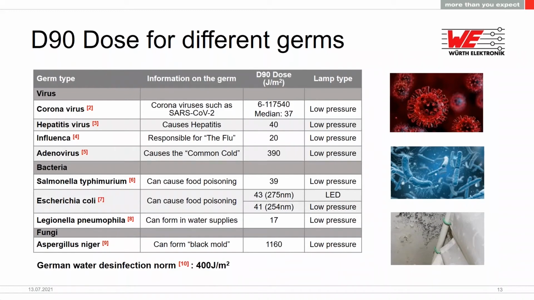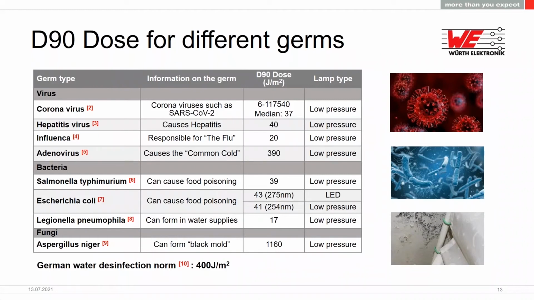But now we're interested in whether these values for the D90 doses are also applicable to our 275 nanometer LED. This is why I show you this example, E. coli, where we have the D90 dose measured within the same research group for 275 nanometer LEDs and also for low-pressure UVC tubes. Those low-pressure UVC tubes mainly emit around 254 nanometers. And what you can see is that those values are quite similar. So we can approximately assume that the D90 doses I've given here for the low-pressure lamps are also almost applicable to LEDs. So we can take similar values for the D90 dose for our LEDs.